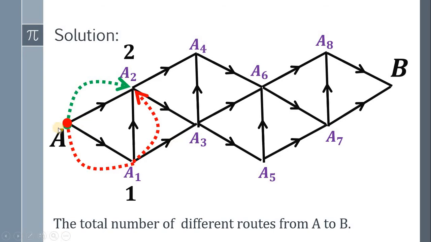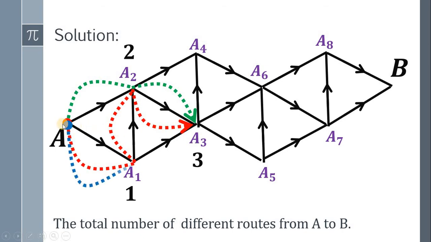In A sub 3, from A to A sub 3, we have three different routes. So the first route must be from A coming to A sub 2, then A sub 3. The second route is from A to A sub 1 to A sub 2 and then A sub 3. And the third one is from A going to A sub 1 and to A sub 3. So there are three different routes from A to A sub 3.